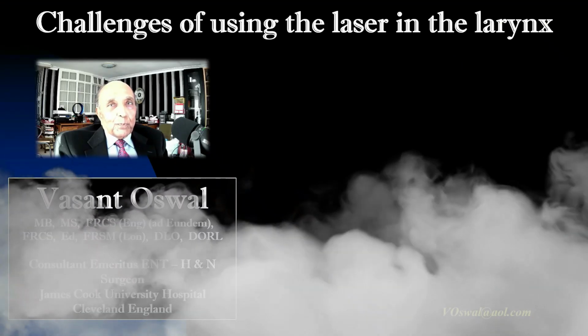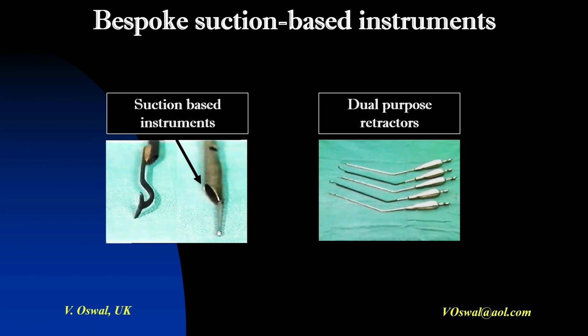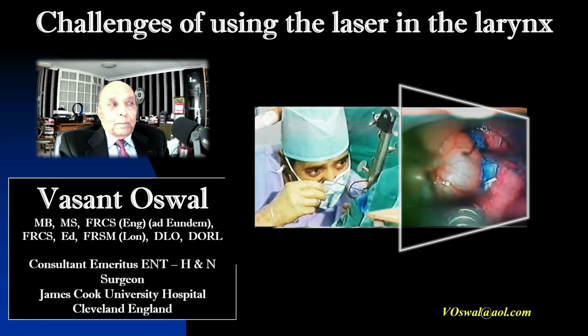The other problem was smoke. Smoke is heavier than air and it remains at the point of production. We addressed that issue by designing instruments with a hollow shaft. The shaft was connected to the suction machine and the smoke was instantly removed. So we have now solved problems using the laser in the larynx.